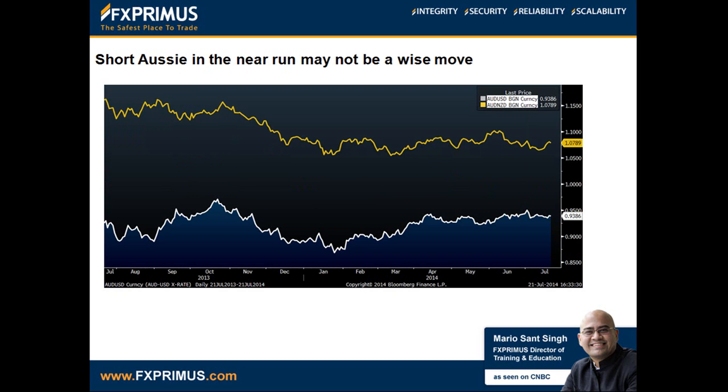Second is short Aussie in the near run. Might not be a wise move, right? So basically you need to look at 3 things to decide the value of Aussie. We did this in the poll last week, right? One is the China data. Second is the Federal Reserve. The last part is the RBA job warning, right? So let's go one by one.